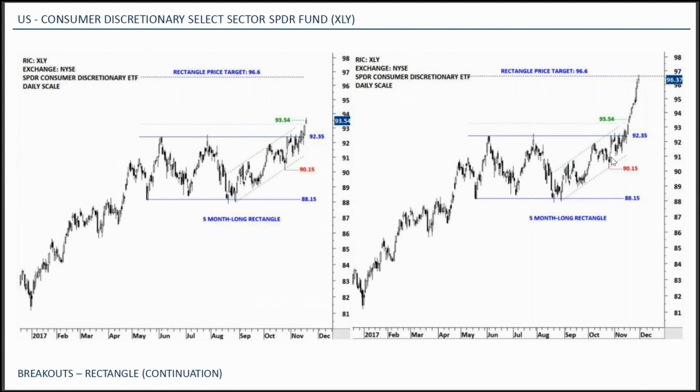Consumer discretionary select sector ETF, a 5-month long rectangle, breaking out with a strong price action. Again, here you can see how the stock is trying to consolidate right below the chart pattern boundary before the breakout takes place. That is the preparation for a breakout. This is the type of price action we're looking at when we start putting those rectangles on our watch list. While it is in the watch list, we want to see price challenging the boundaries before reviewing it again.